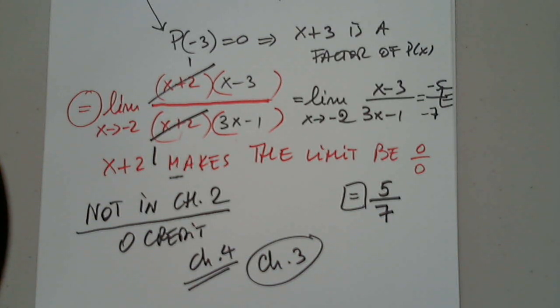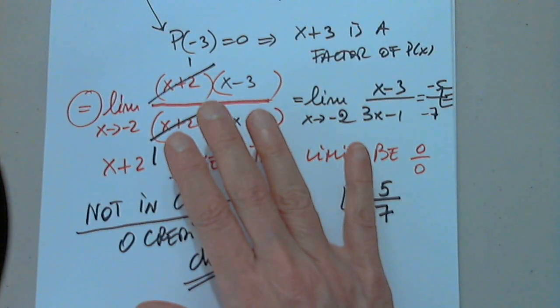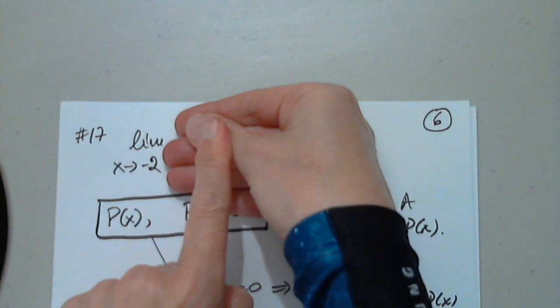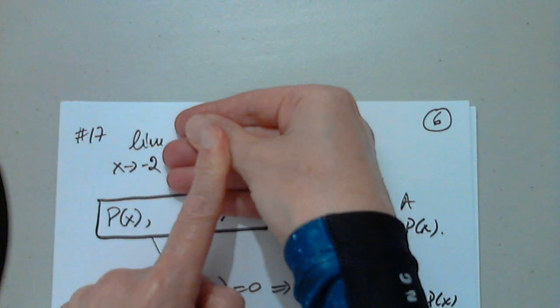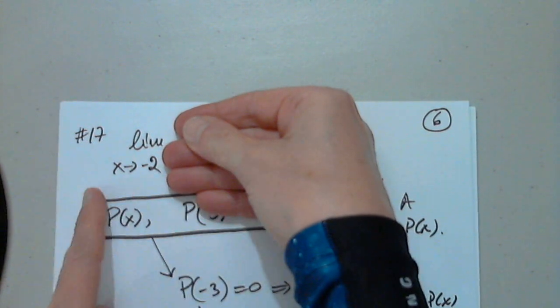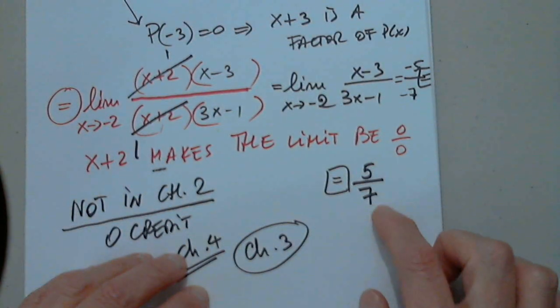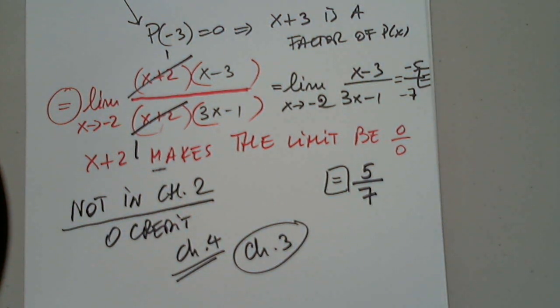Other questions? What does that 5/7 actually represent if you were putting it on a graph? Excellent. The limit of a function means the tendency of a function. As x approaches -2, this function will approach this number. Okay, so that would be like an asymptote or something like that? It's a number. It's not an asymptote. An asymptote means something else.